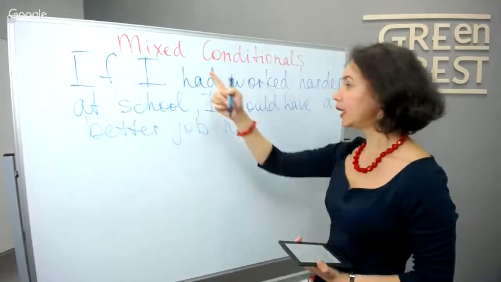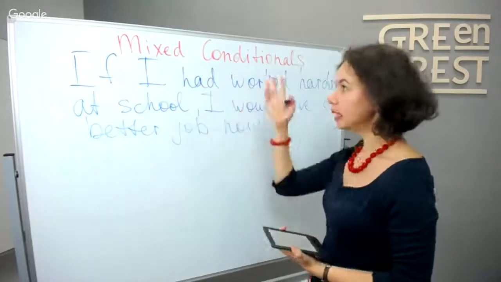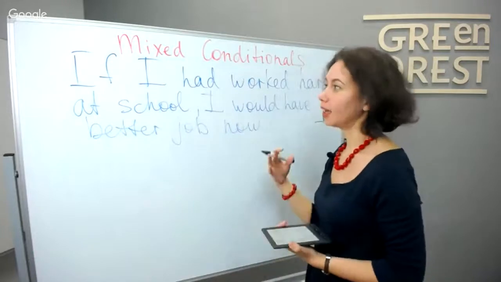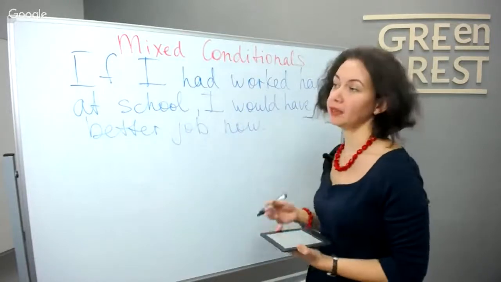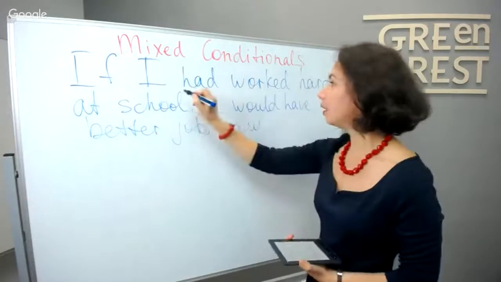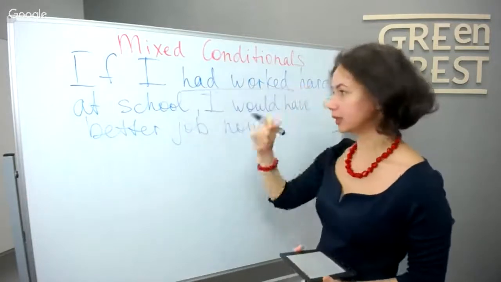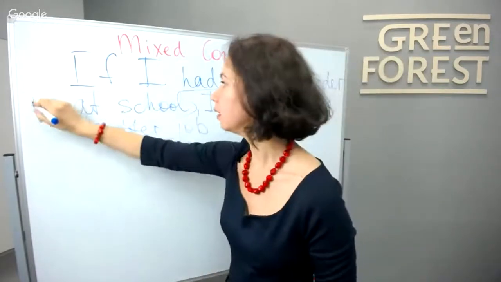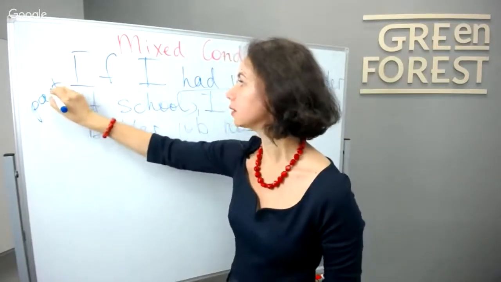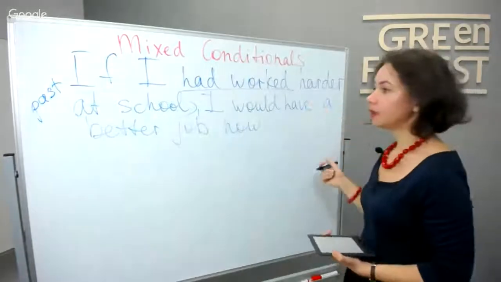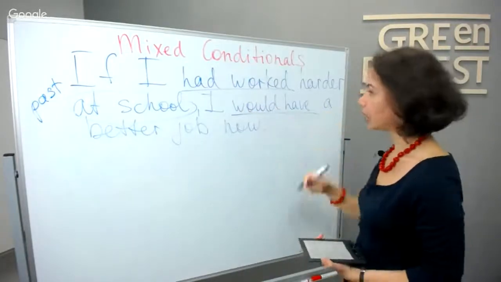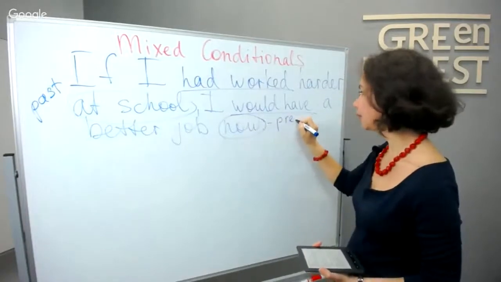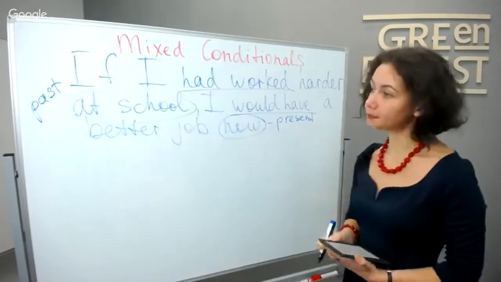So why is it called mixed conditional? Mixed because we need to mix two times. We have past time and present time, and that's why we need to mix them. Over here we have one time, when it was at school, so this is our past. I'll write over here past. I would have a better job now, would have, and now. This is our present. So we mix present and past.